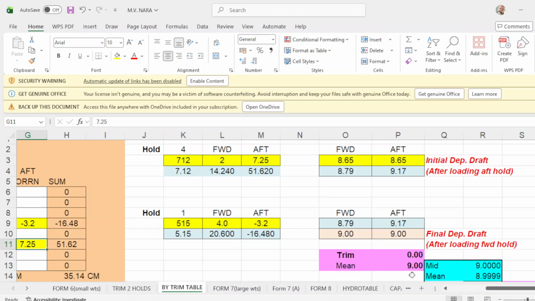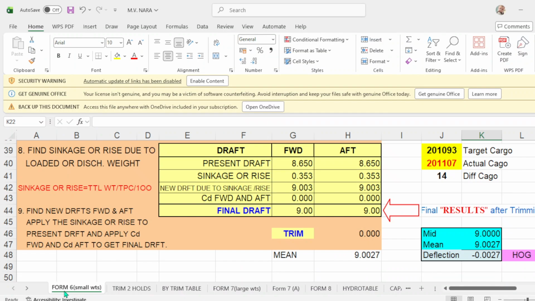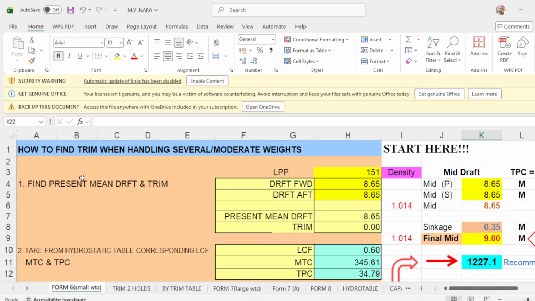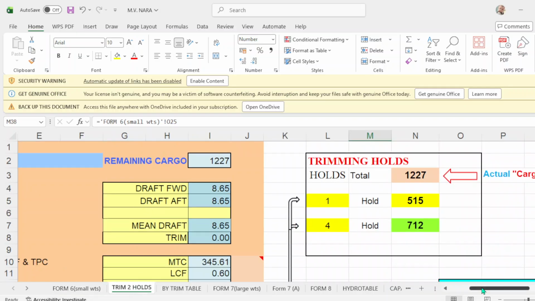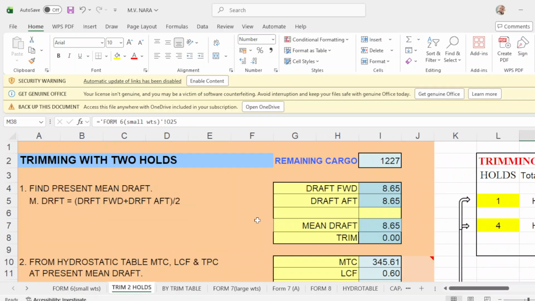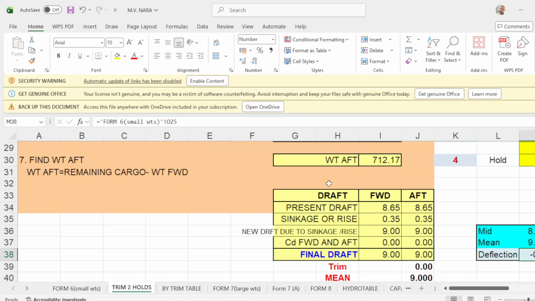Your trim is 0, and your main drop is 0, and you have here a 0 deflection. Okay? So from form number 6, which is how to find trim when handling several moderate weights. Then trim 2 holds, trimming with 2 holds. Then your final drop is forward is 9 meters, up is 9 meters, 0 trim, and your main drop is 9 meters.